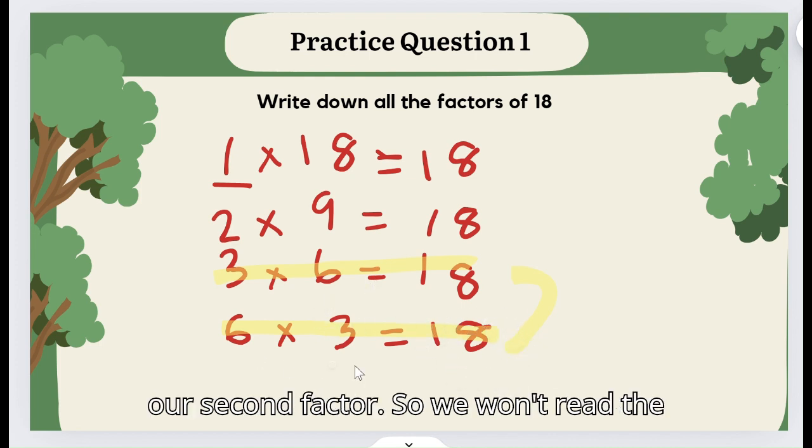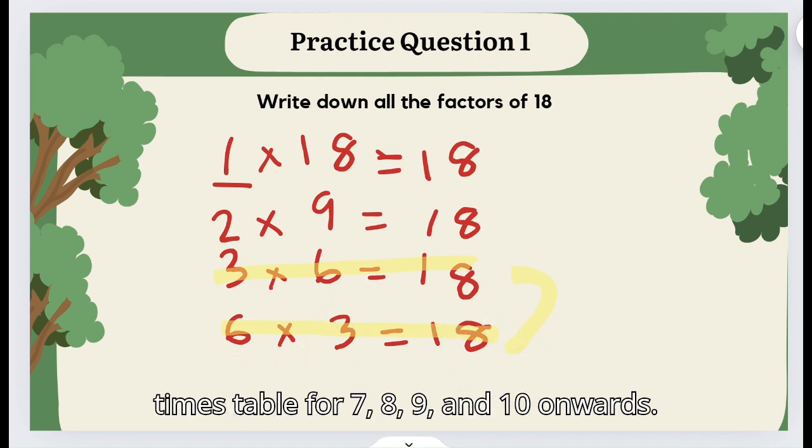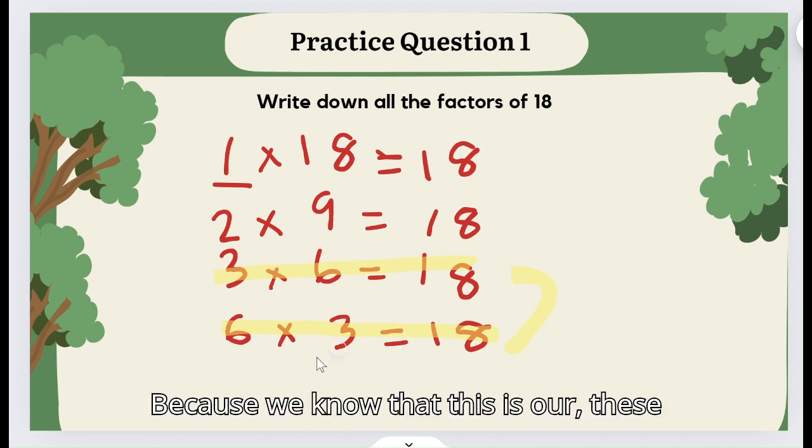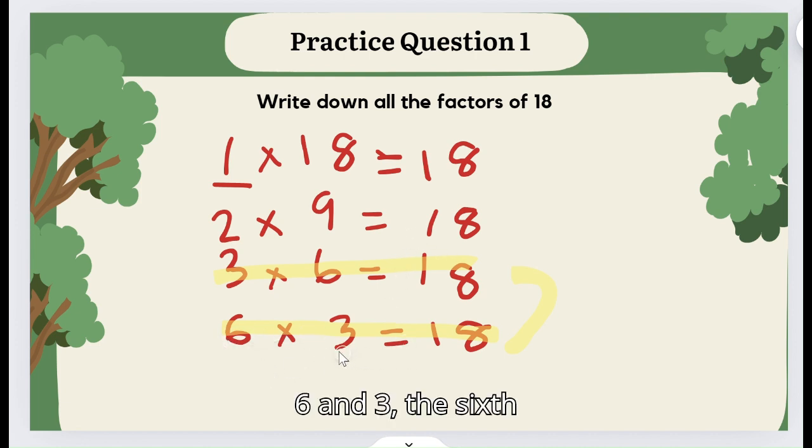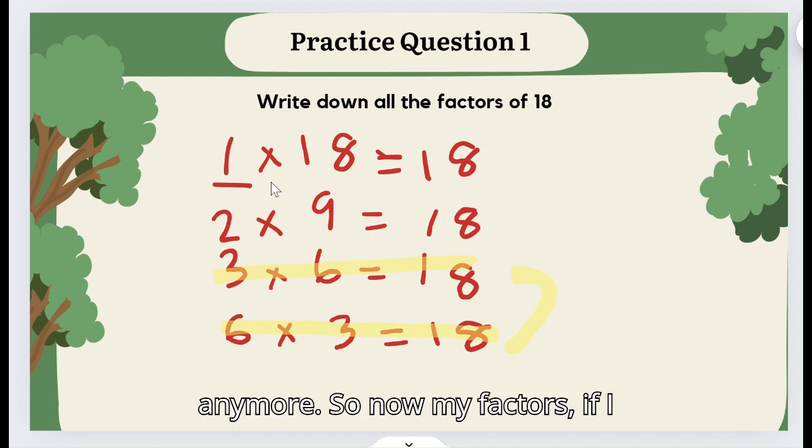So we won't read the times table for 7, 8, 9, and 10 onwards, because we know that 6 and 3, the 6th table, is the last table in which I can find 18. So I won't read 7, 8, 9 anymore.